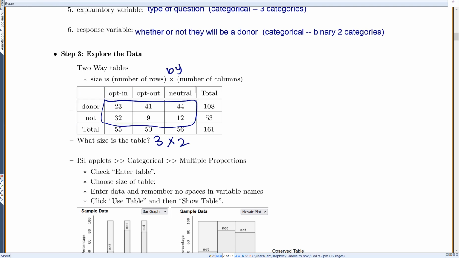We don't count the totals. We don't count the headings. 3 rows. Sorry, I said that wrong. There are 2 rows by 3 columns. So it's a 2 by 3.